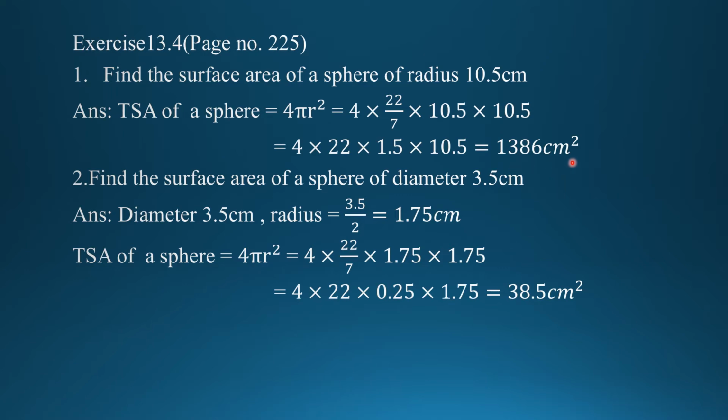1386 centimeter square. In question number 2, find the surface area of a sphere of diameter 3.5 centimeter. Here we are given diameter instead of radius. So diameter is 3.5 means radius will be half of 3.5, which is equal to 1.75. Therefore, total surface area will be 4 pi r square, which is 4 into 22 by 7 into 1.75 square, and our answer is 38.5 centimeter square.